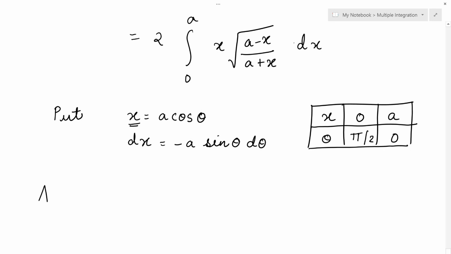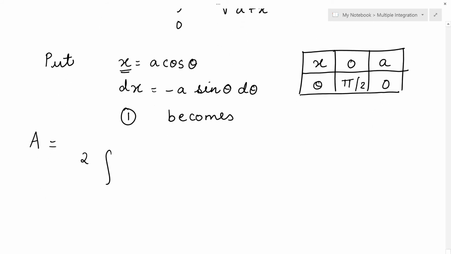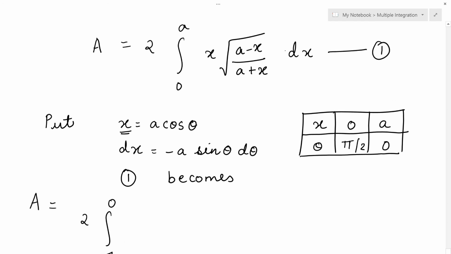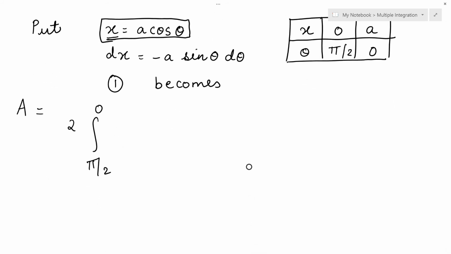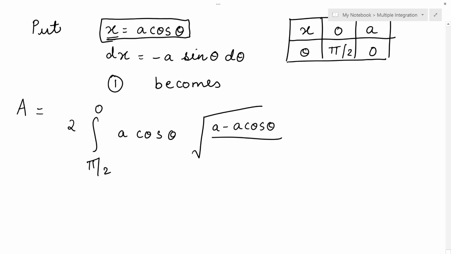So my area equation, let me write it as equation 1. So 1 becomes, area is 2 into integral from pi by 2 to 0. Here you have x in the integration, right? So in place of x you will substitute a cos theta. In place of dx you will substitute minus a sin theta d theta. So after substitution you will have a cos theta under root of a minus a cos theta and a plus a cos theta, in the bracket you will have minus a sin theta d theta.